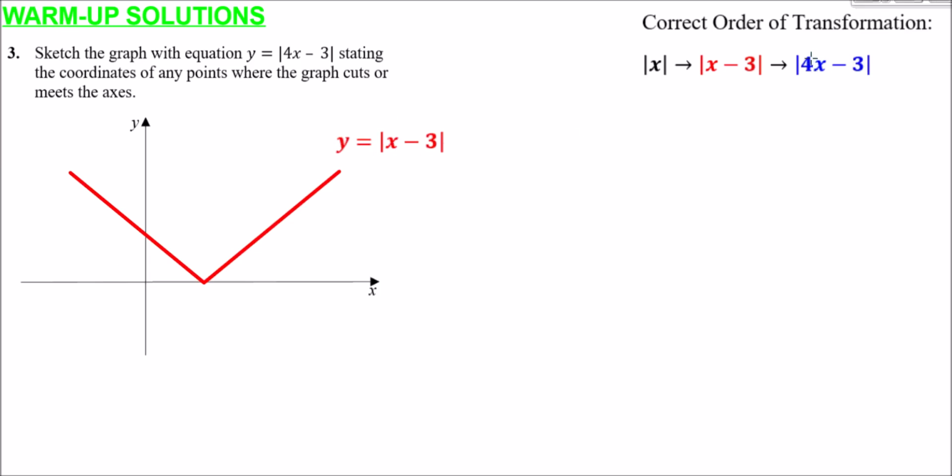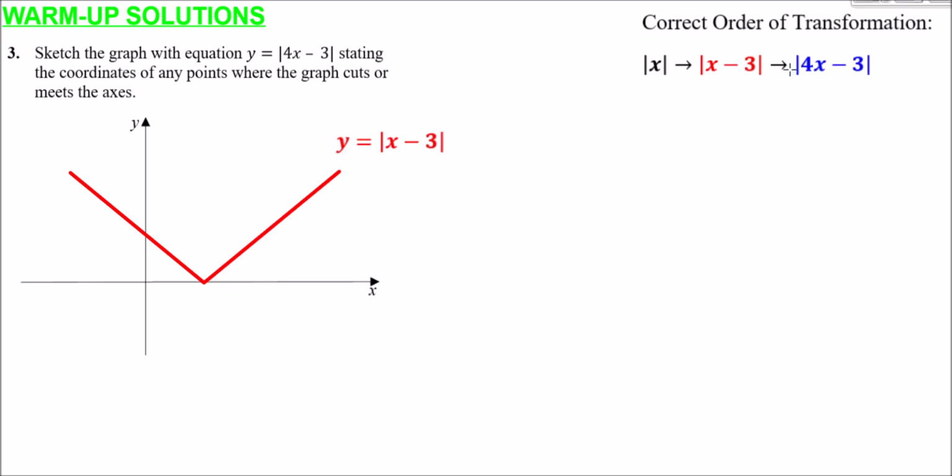Finally, we need to apply this change here, which is going from x to 4x. Again, that 4 is inside the modulus signs. Inside works as opposite. So it looks as common sense would have it, that we're going to multiply the x-coordinates by 4. But actually what would happen instead, because it's inside here, we're going to end up dividing these x values by 4.